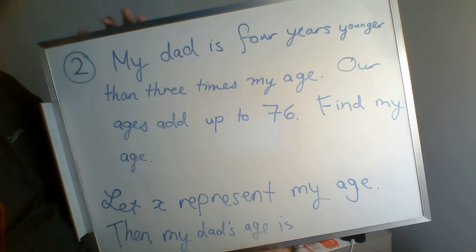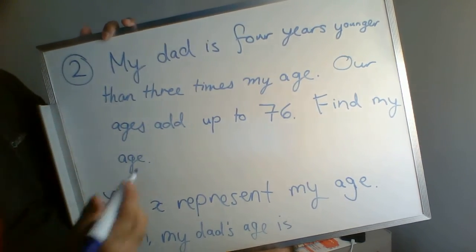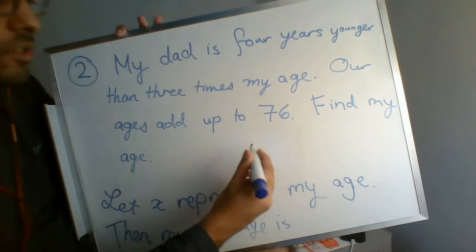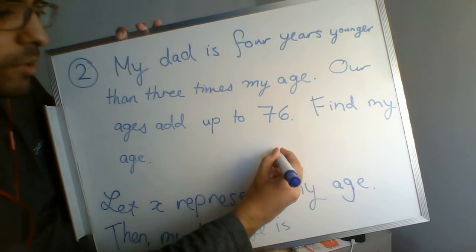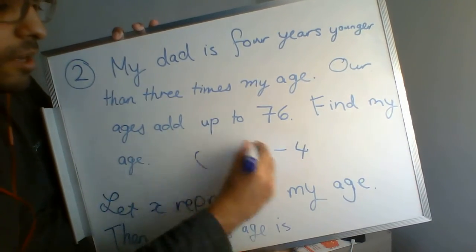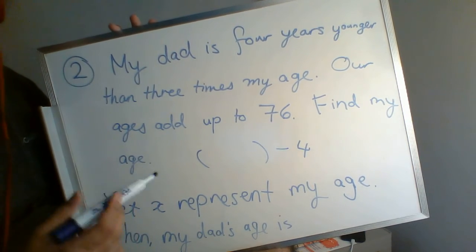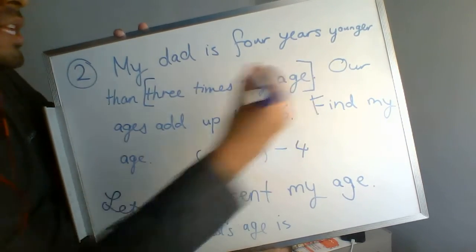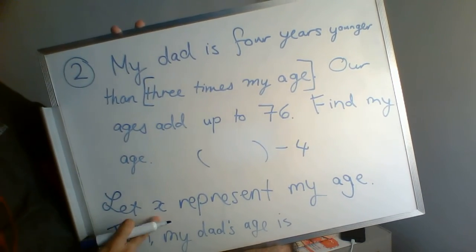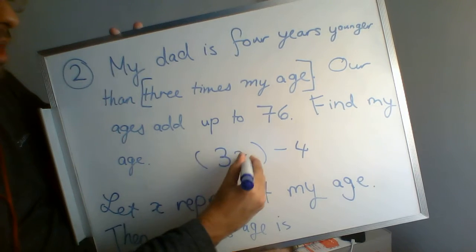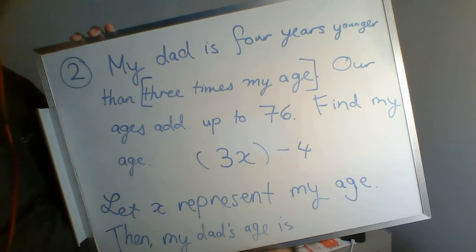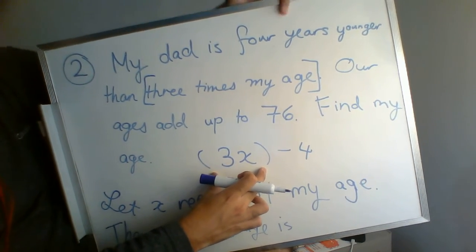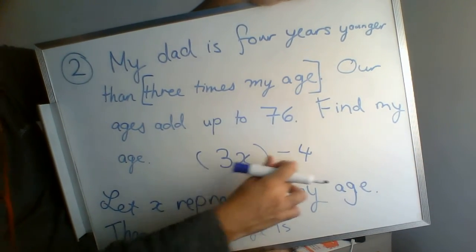Alright, so we know my dad is going to be 4 years younger than something, so it's going to be something minus 4, right? It'll be something minus 4 years. So if I just write it in this open space for now, we know it's going to be something minus 4, right? He's 4 years younger than something. And the something that we're talking about is this, 3 times my age. Well, if my age is x, then 3 times my age would be 3x. Agreed? So he's 4 years younger than that, so it should be 3x minus 4.